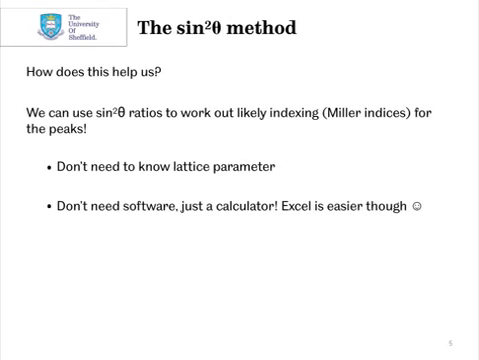So what we're going to do is use a method called the sine squared theta method. This will help us to work out likely indexing, or Miller indices, for the peaks that we've observed. The advantage of this method is that we don't need to know the lattice parameter and we don't need to use any software, just a calculator. I use Microsoft Excel though, it makes it a bit easier.